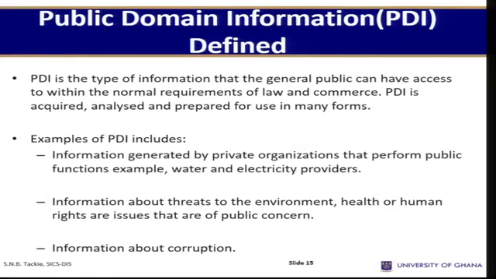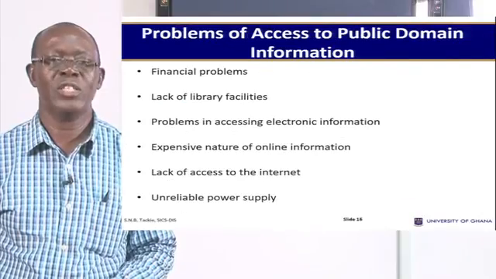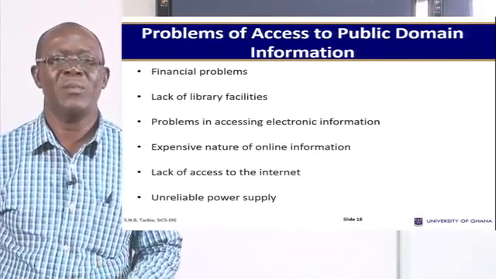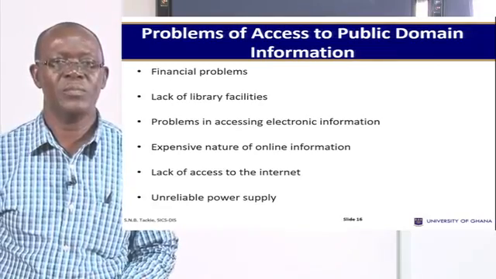And so, for example, the textbooks that you use, they are meant by the writers for you to have access to, for anybody to have access to. Information that you find online, they are all public domain information, information that anybody can have access to. And so information about threats to the environment, health, or human rights are all issues that are of public concern. Information about corruption, they are public domain information.